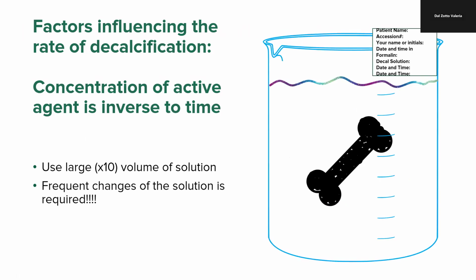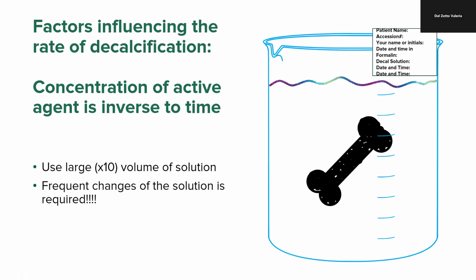When you put the acid in a container, properly identified, and you put your piece of bone, let's pretend that this is your piece of bone, and you put the decalcifier agent. How much decalcifier agent do you have to put? Well, the volume is approximately 10 times the volume of your piece of bone. So make sure that you put 10 times, because the concentration of the active agent is very important. It is inverse to time.